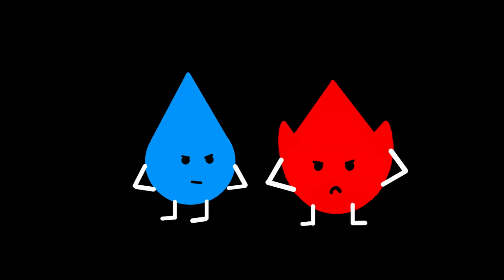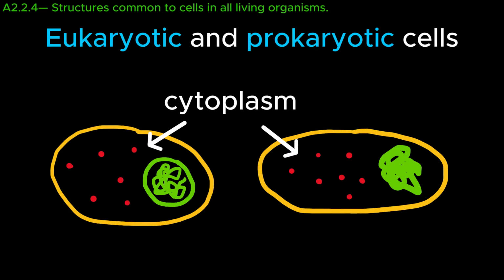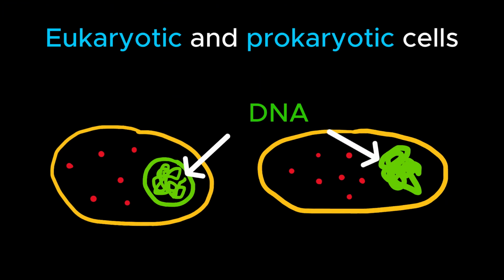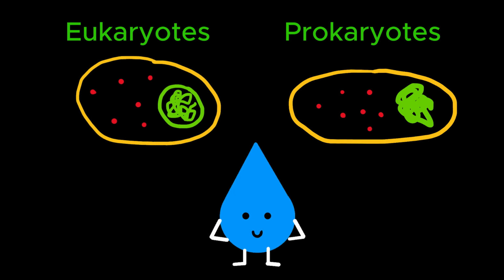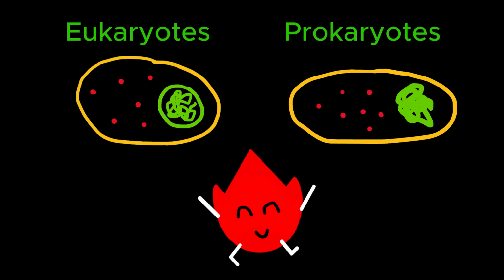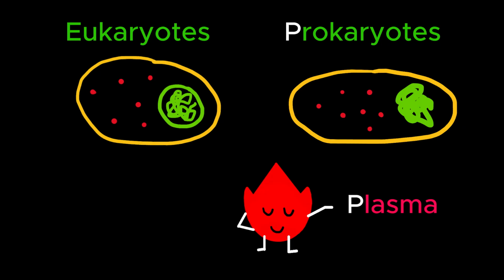Alright, Plasma, listen carefully. There are 2 different types of cells. They both have a cytoplasm, a cell membrane, ribosomes, and DNA. Prokaryotes don't have membrane-bound organelles such as nuclei, so all the components are free in the cytoplasm. So disorganized like me, Plasma. P for prokaryotes and P for plasma. Got it!